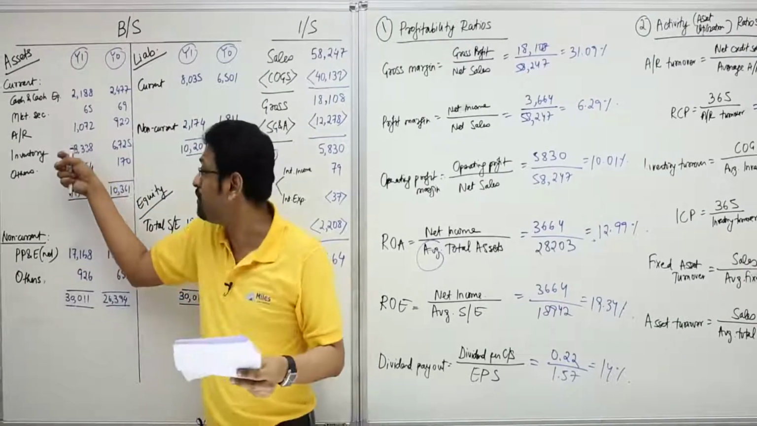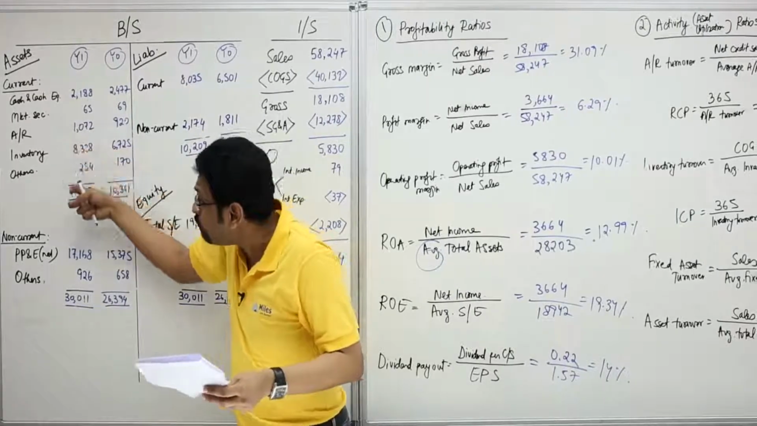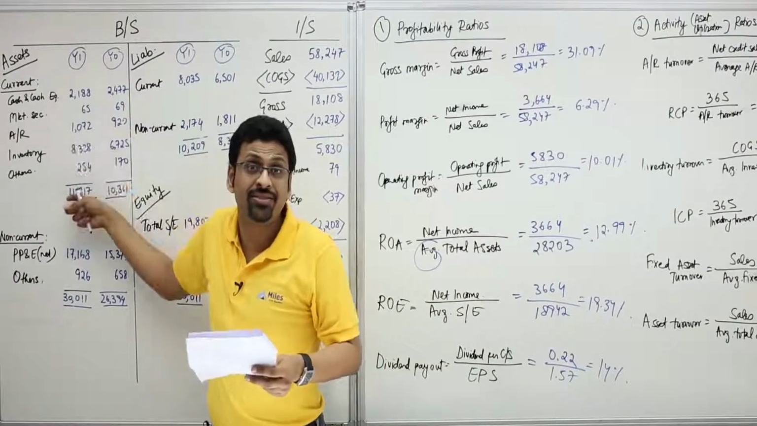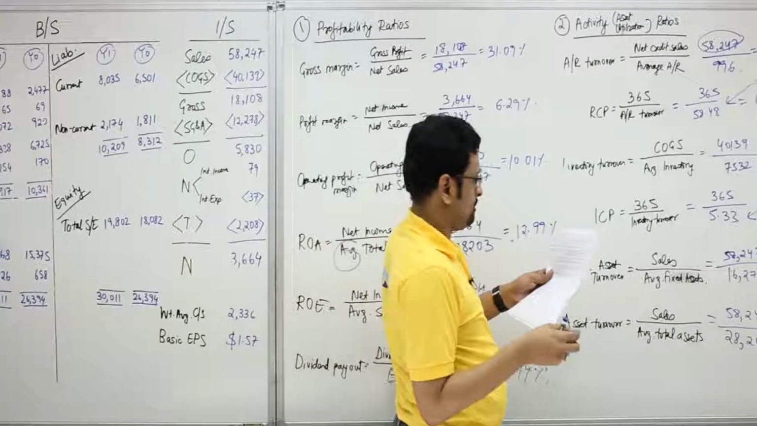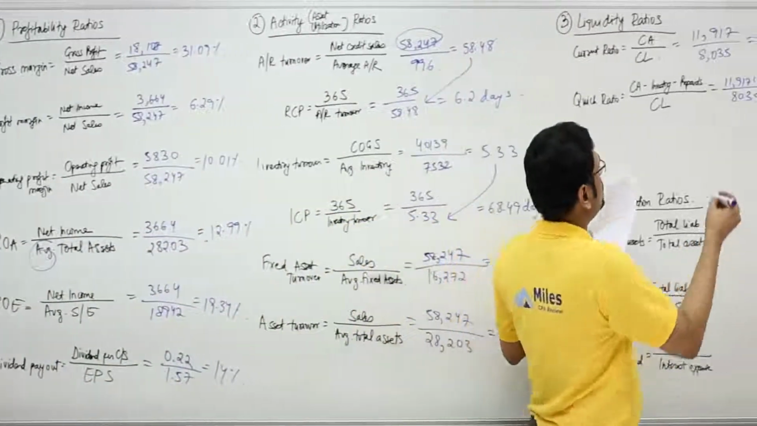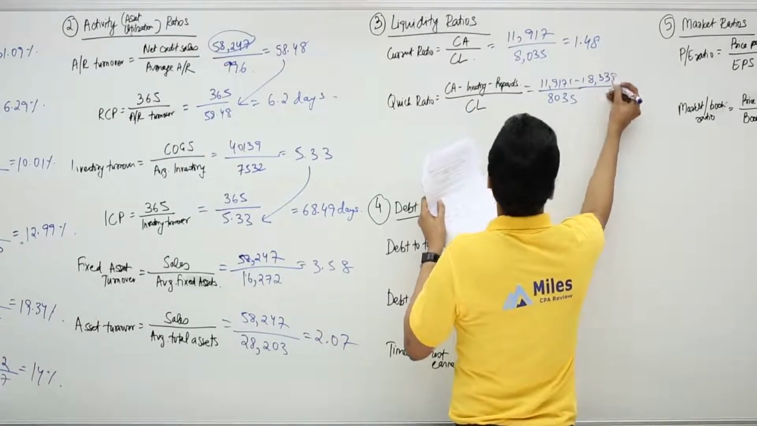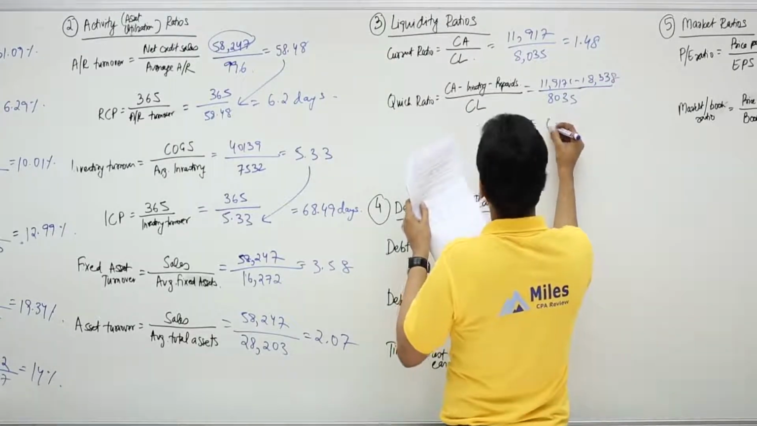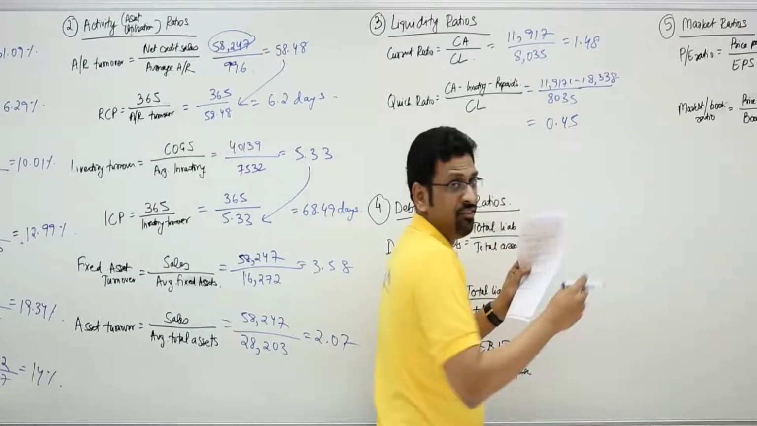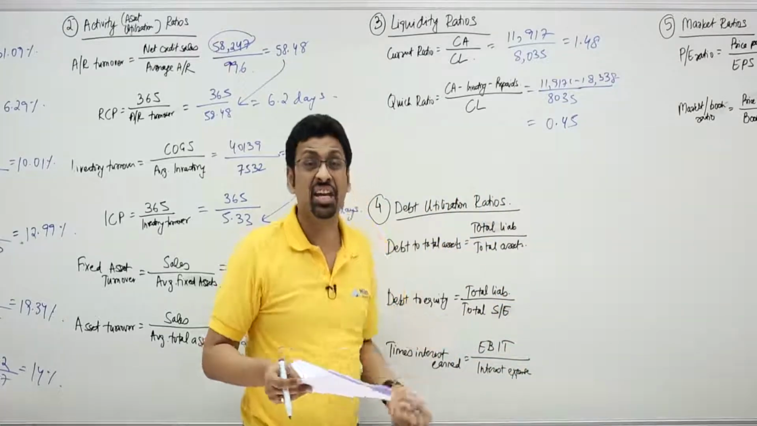So let's just subtract 8,338 from this total current assets. Let's get there. So 11,917 minus 8,338. So this calculates to a quick ratio of 0.45. So this is the acid test ratio.